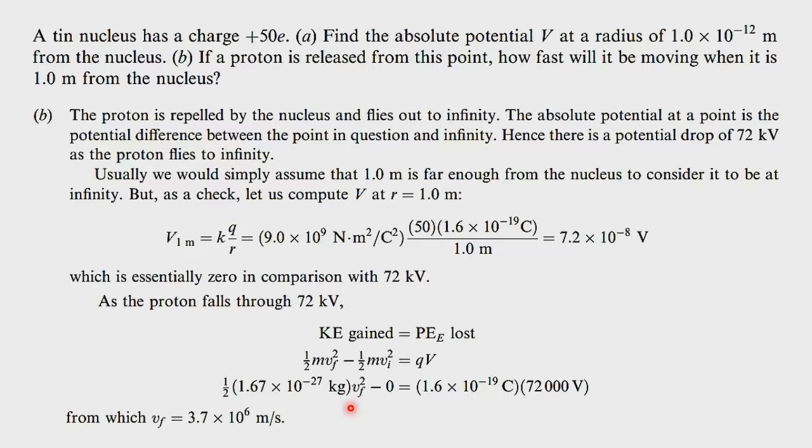If you wish to solve for the final velocity, you will have to transpose all these values and take the square root of the result, and our final V will be equal to 3.7 times 10 raised to the power of 6 meters per second. So that is extremely fast.